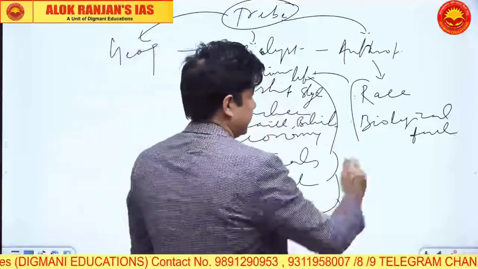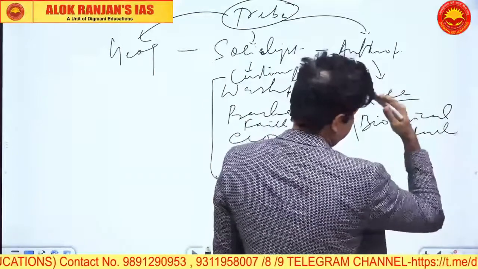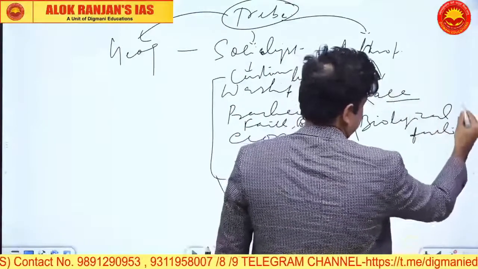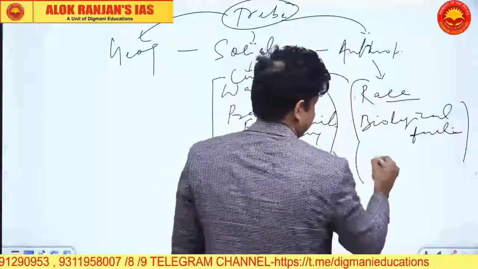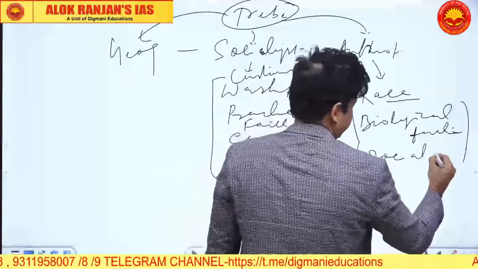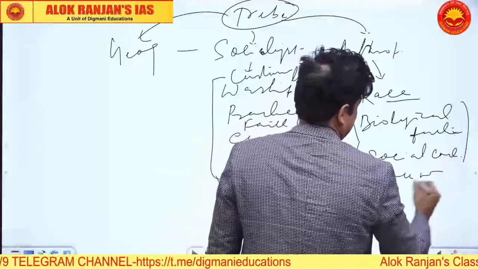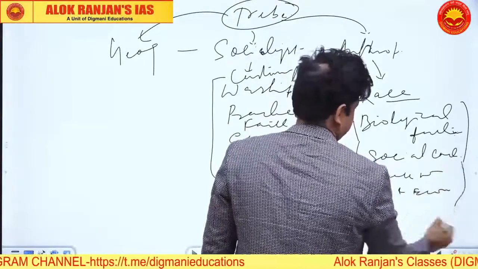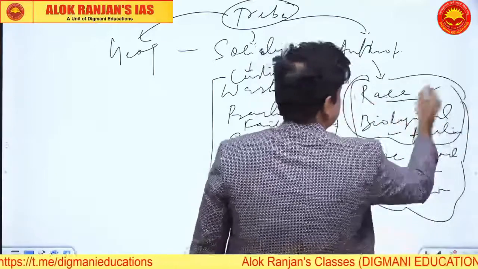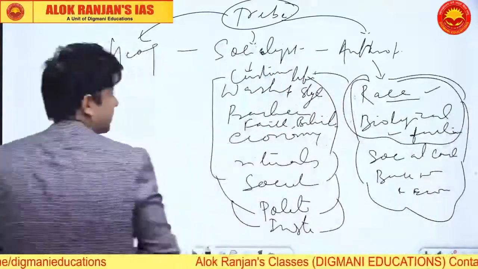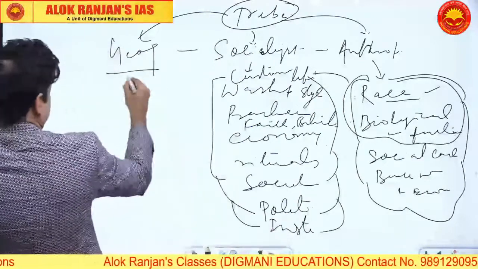Now an anthropologist, he will talk about the race, the biological features, and maybe his social condition. He will also talk about social condition. He will also talk about his backwardness and economy. But his focal area will be race and biological evolution. Biological features, biological evolution. Come to a geographer.